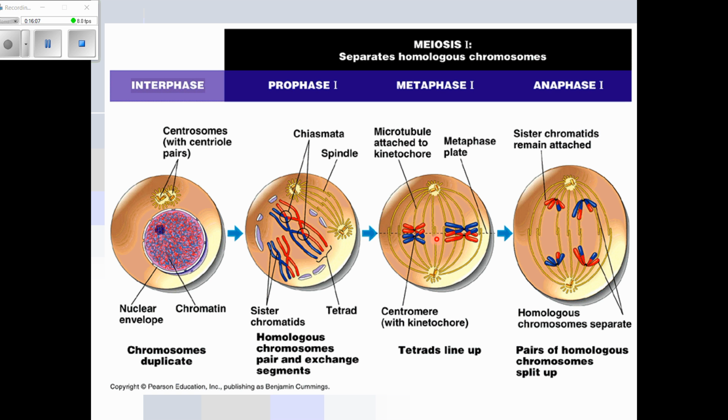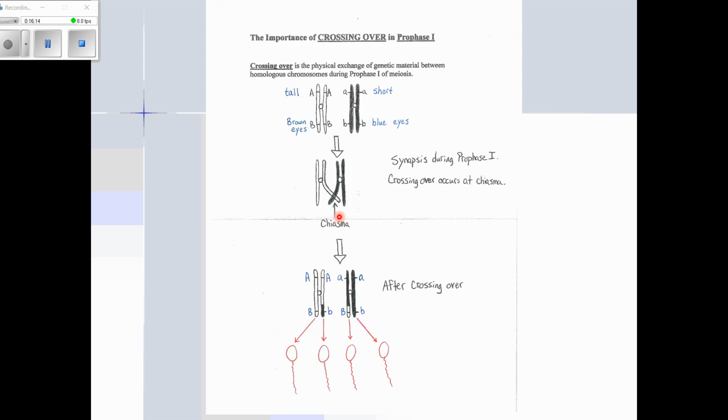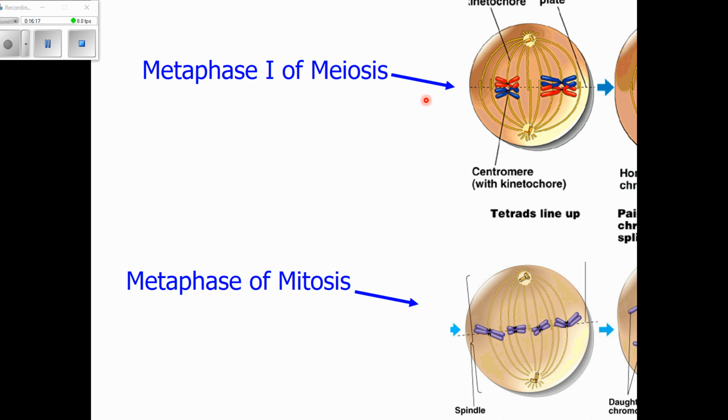So let me back up. So here we were, prophase 1, that's when crossing over takes place. And then we go to metaphase 1. After prophase 1, it's metaphase 1. And you know what happens in metaphase. Always, right? Spindle fibers attach to the chromosomes, pulling in opposite directions. And where do the chromosomes end up? They line up in a plane across the middle of the cell.